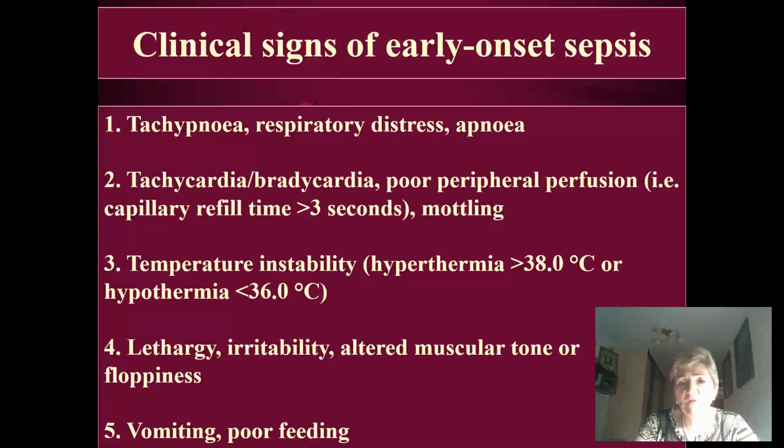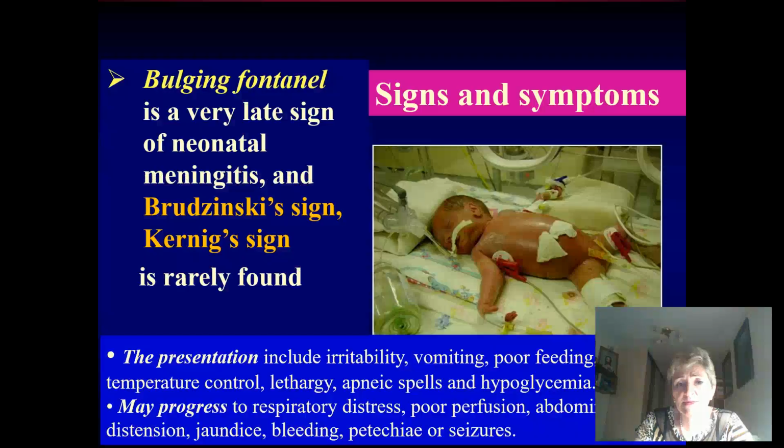What are the clinical signs of early onset sepsis? Non-specific, but you can reveal tachypnea, respiratory distress, apnea, tachycardia or bradycardia, poor peripheral perfusion when capillary refill time is more than 3 seconds, mottling of skin, temperature instability, hyperthermia or hypothermia, disorder of the nervous system: lethargy, irritability, altered muscle tone or floppiness, and disorder of the gastrointestinal tract: vomiting, poor feeding, intolerance.